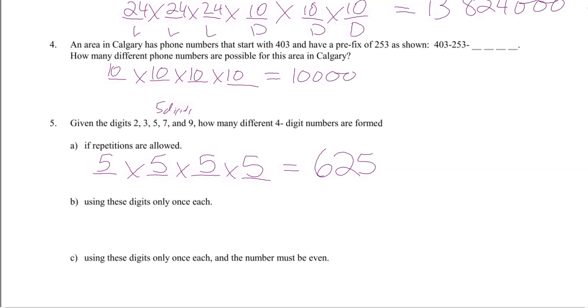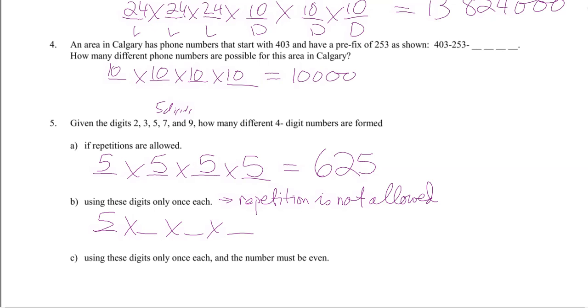Use these digits only once each. Now, another way to say that is repetition is not allowed. So you'll often see repetition is allowed, repetition is not allowed. Again, we're doing a fundamental counting principle problem. We're going to put down 4 blanks because we are doing 4 digits. First digit, we have how many choices? And then, and then, and then, which is, let's get in there.